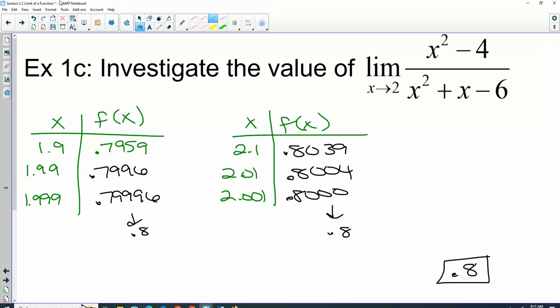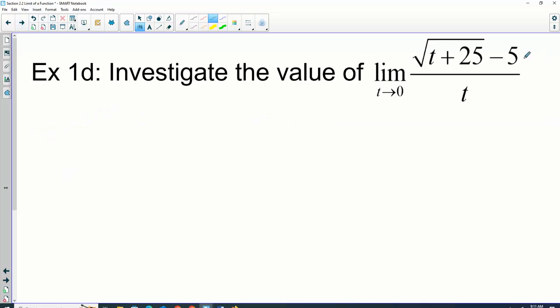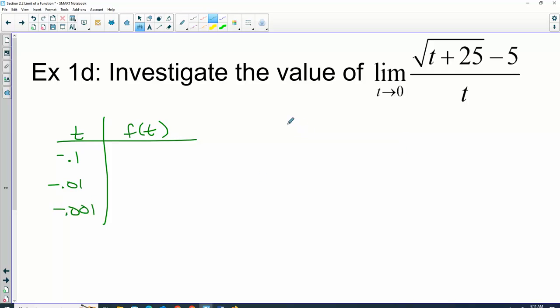Doesn't just have to be fractions. We can plug these into any expression. So if I'm looking at this one, again, can I just put in 0? No. But we can do things close to that. So maybe negative 0.1, negative 0.01, negative 0.001. On the other side, positive 0.1, positive 0.01, positive 0.001. All right, everybody do your respective number. Plug it in and see what you get.